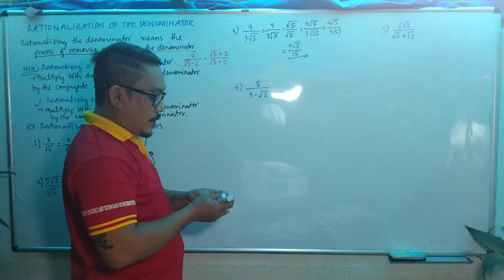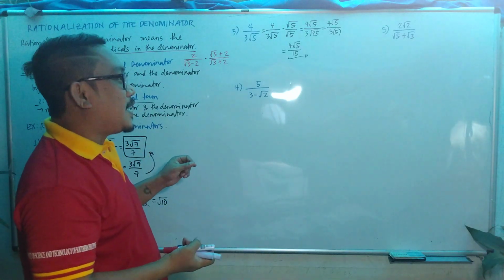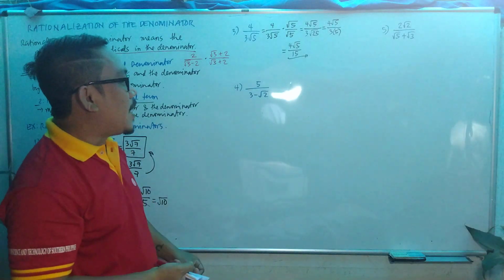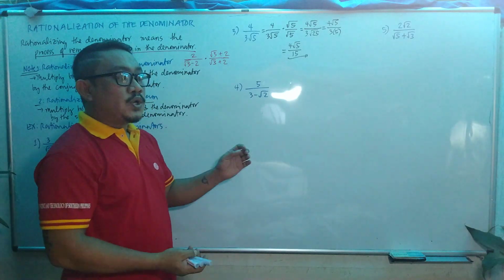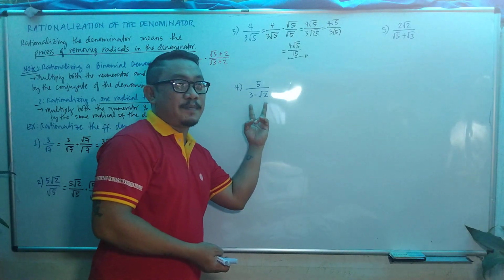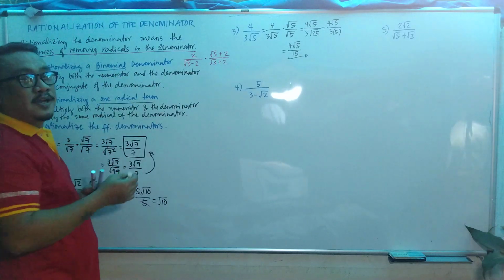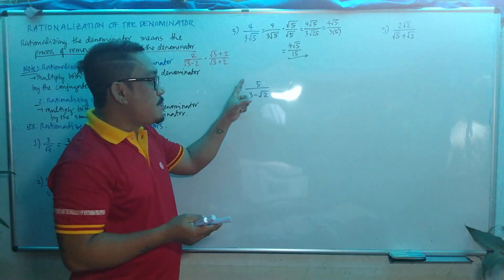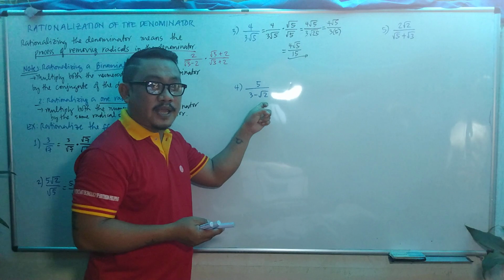Now, let's move on to our next example. So, this is another type of example na nga, binomial na iyang denominator, no? You are given 5 over 3 minus square root of 2. So it is very clear na duwa na iyang kuan diri. 2 terms na iyang denominator. Meaning to say, binomial na siya. No? So unsa itong binomial? We just simply multiply the numerator and the denominator by the conjugate of the denominator.